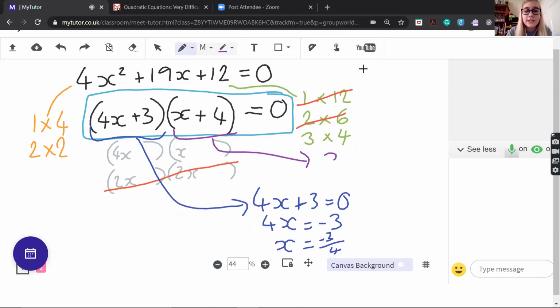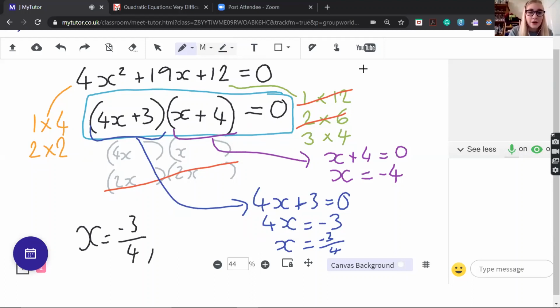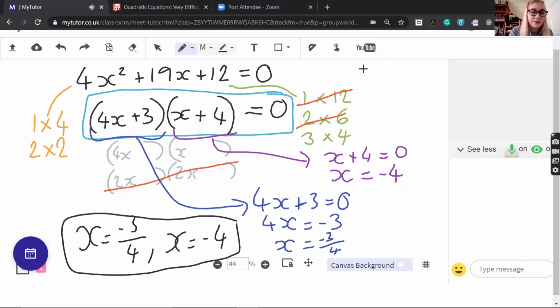And then this one is a bit easier. I'll still write it out just in case you can't immediately see it. x plus 4 equals 0. All we have to do is take that 4 to the other side. So now I'll write it down here. This screen is a mass of colour at the moment, so I'll make it clear. x equals minus 3/4, or x equals minus 4. Those are our solutions to that horrible looking equation.